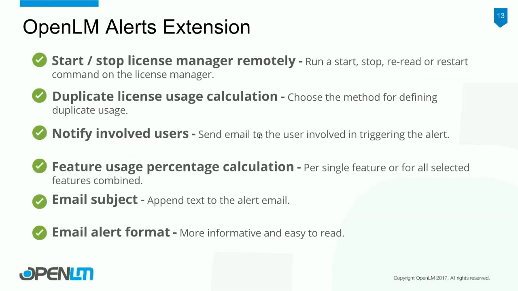Now the OpenLM Alerts extension was beefed up quite a bit. Now you'll be able to start and stop license managers remotely, meaning that when a condition is tripped, you can send a start, stop, or reread to the license manager, and this way you can handle it automatically. For example, if the license manager is down, then switch it up again, turn it on.